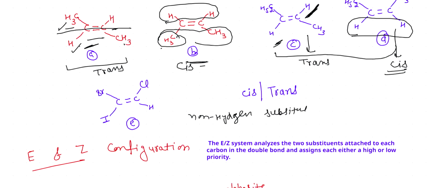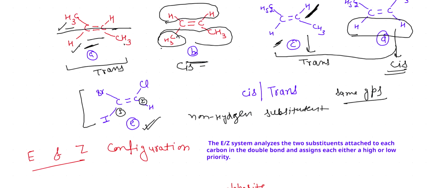Jumping to example E, in this case, the carbon-carbon double bond is present and carbon number 1 is attached to 2 different groups, and carbon number 2 is also attached to 2 different groups. So there are no groups which are similar in nature. The cis-trans configuration is assigned on the basis of the same groups, whether they are present on the same side or the opposite side. But in this case, the concept of cis and trans isomer is very ineffective. So for molecule E, there is another concept, that of E and Z configuration.